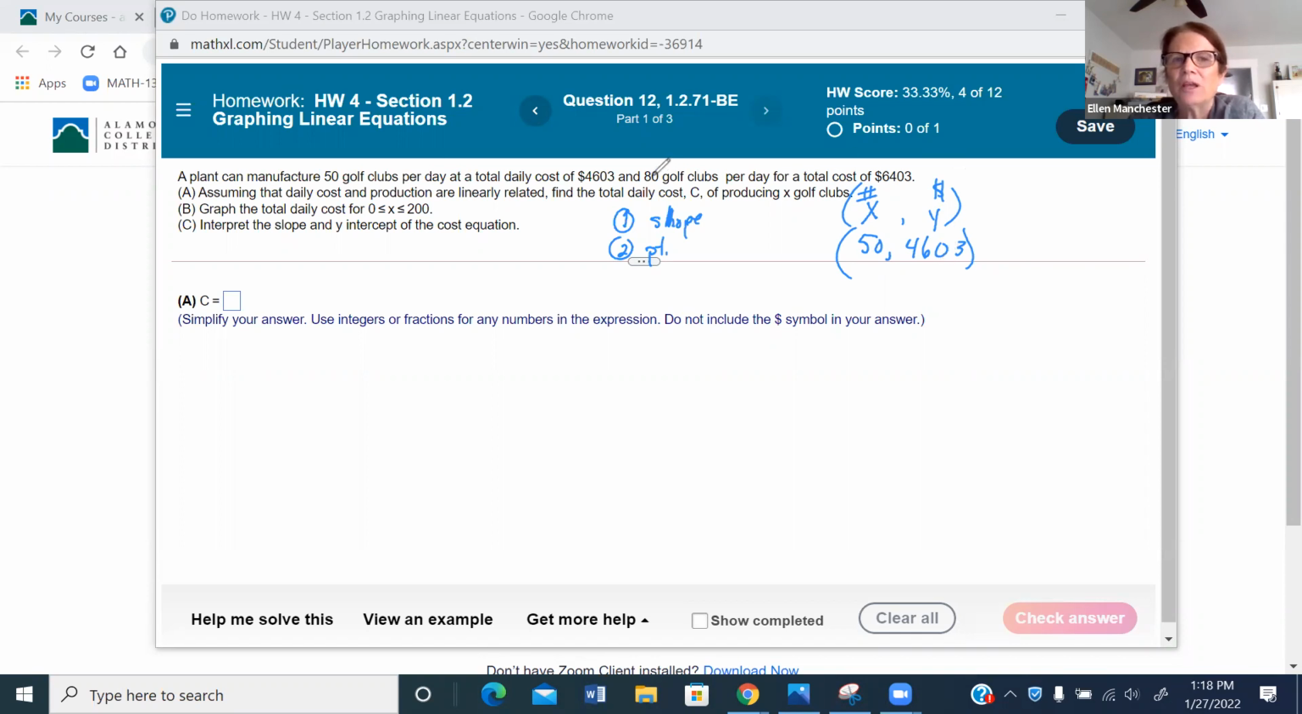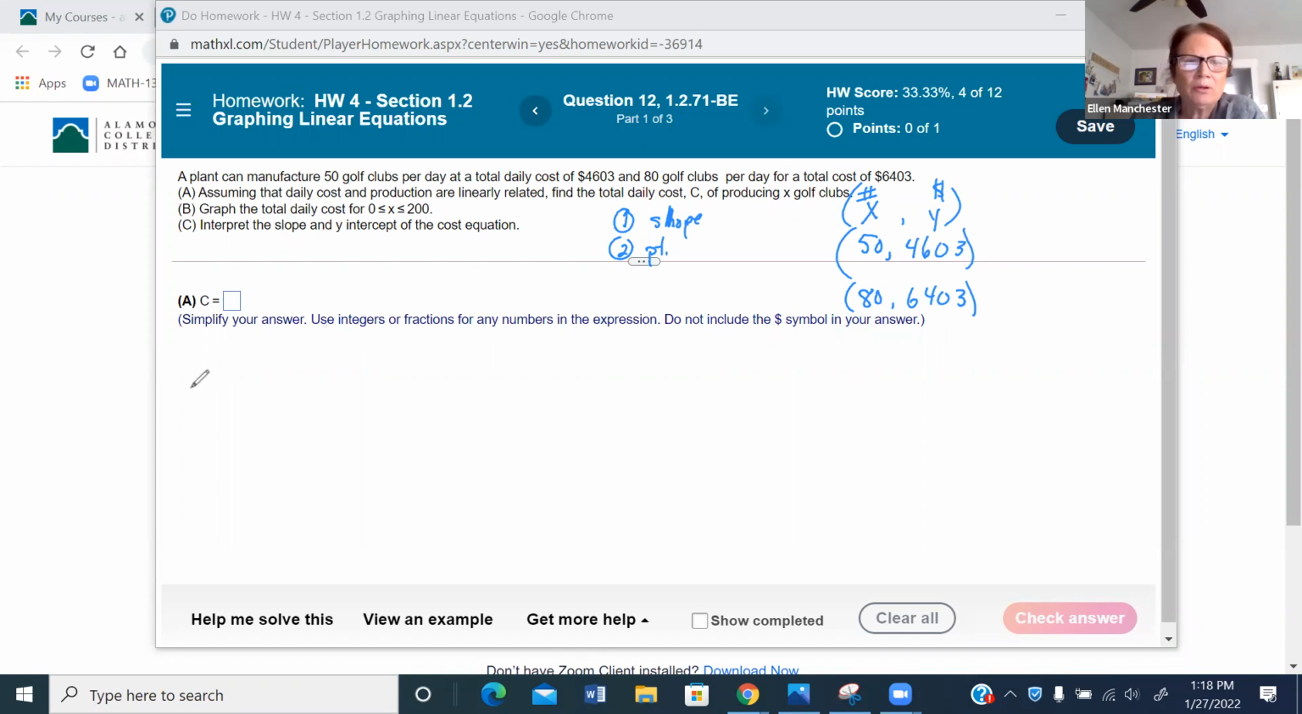Then they manufacture 80 golf clubs for a cost of $6,403. So the second set of ordered pairs is 80 golf clubs at $6,403. Now I have two sets of ordered pairs, and I can find everything I need just from these two sets. So I'm looking for a linearly related function, so I have to find slope.